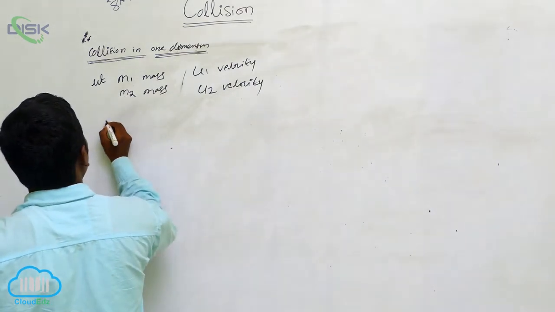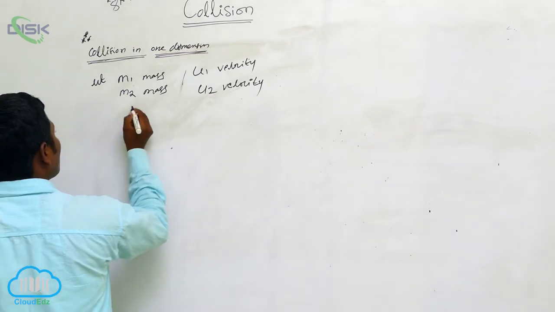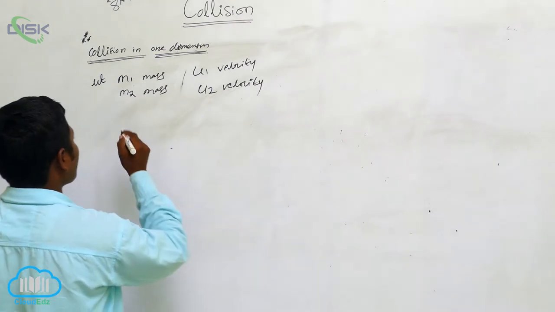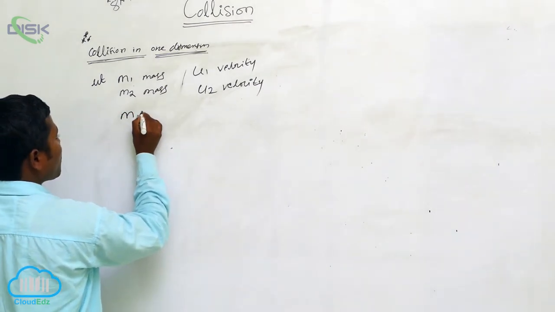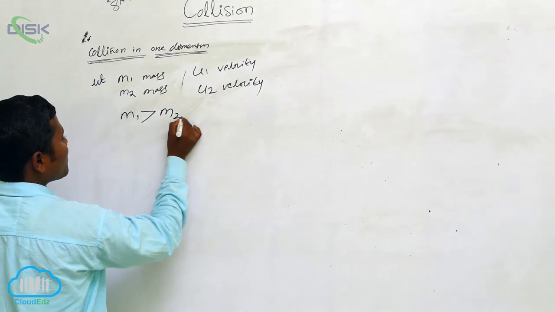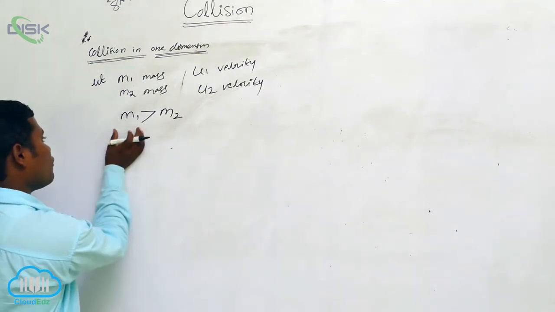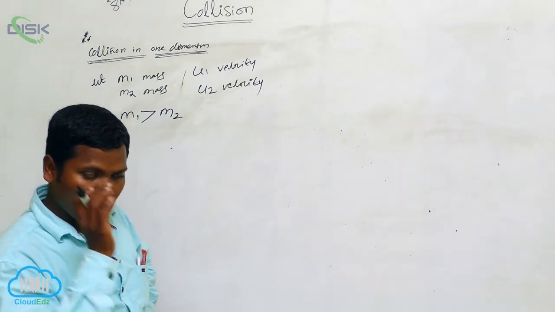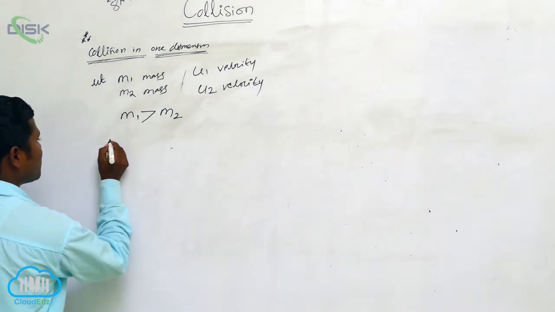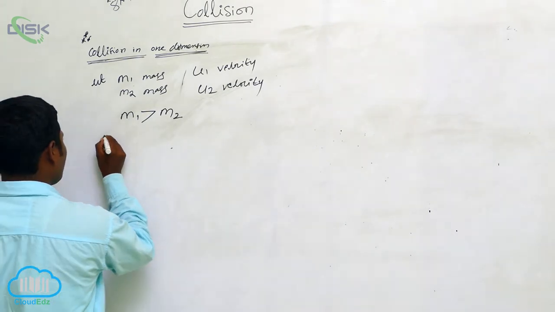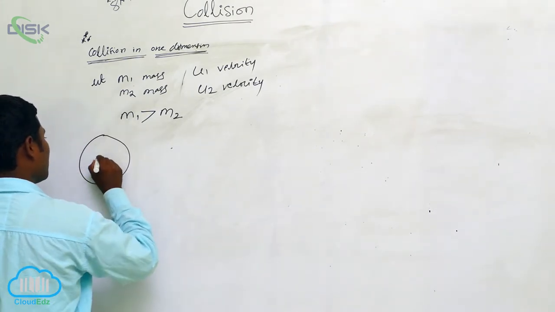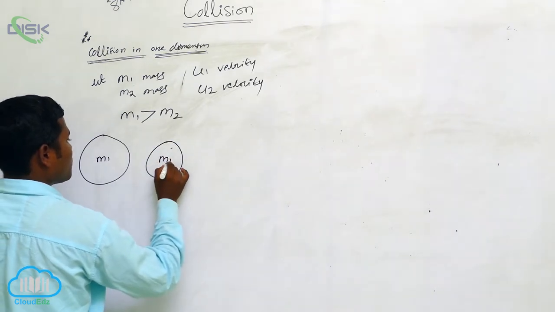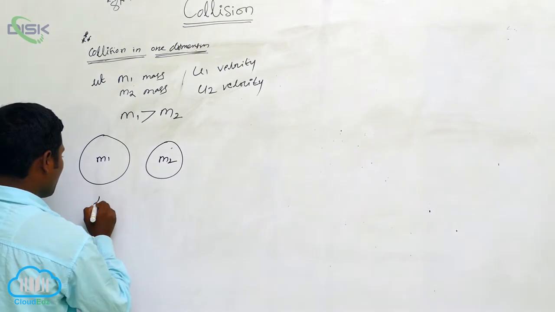Okay, next one. Now I will draw the diagram. So here one condition should be there. How many masses do you consider here? M1 and M2 masses. Here this condition should follow: M1 greater than M2. Like that you have to draw the diagram. So M1 mass should be more and M2 mass should be less. Okay, see, this is the diagram. M1, next one, M2. Okay, this is before collision.